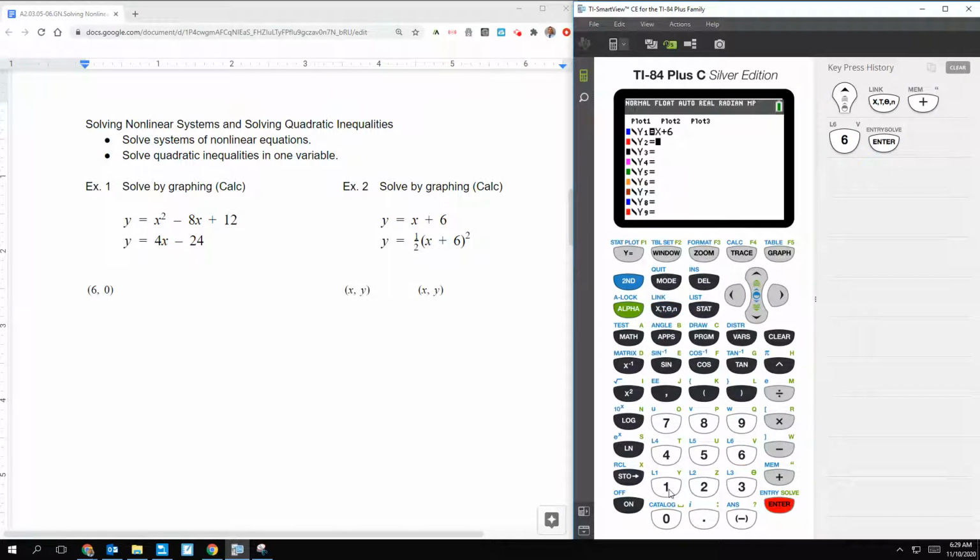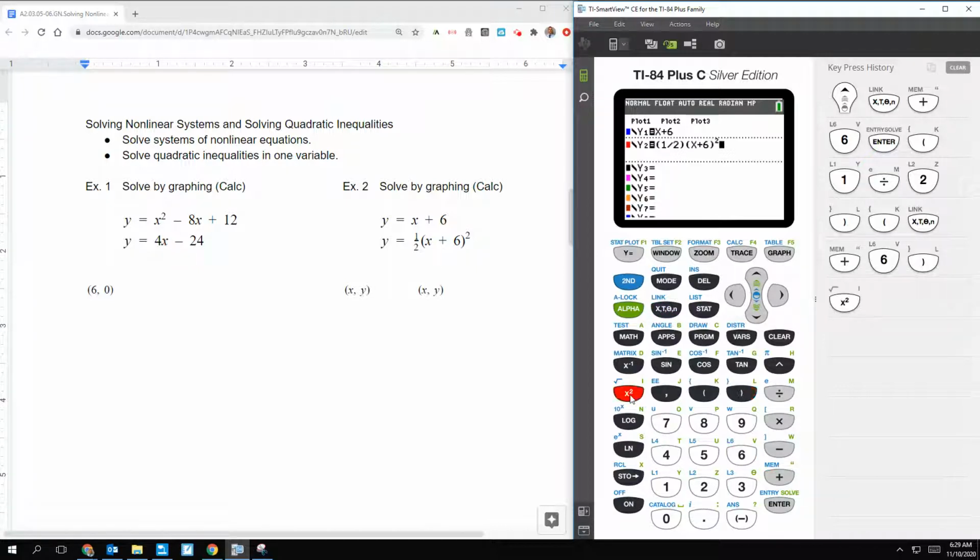And then the next one is 1/2 times x plus 6. And then that whole thing is squared. And then that's all set. And then we can go back to our graph. We have the line coming through, the first one, that's the blue one. And then we have the parabola. And then here we can see that there's pretty clearly 2 different intersection points. We can see that little space in between the blue and the red graph.